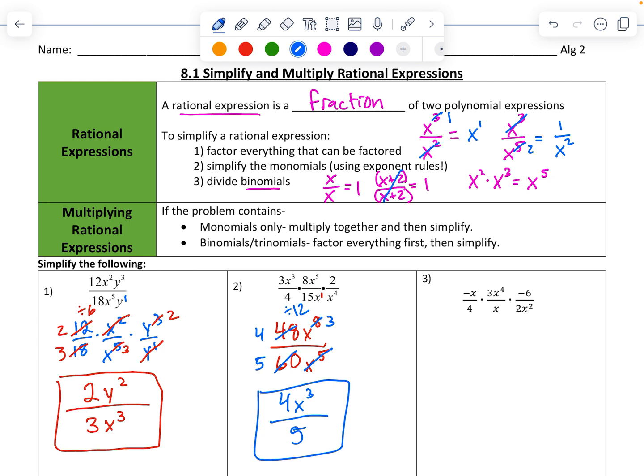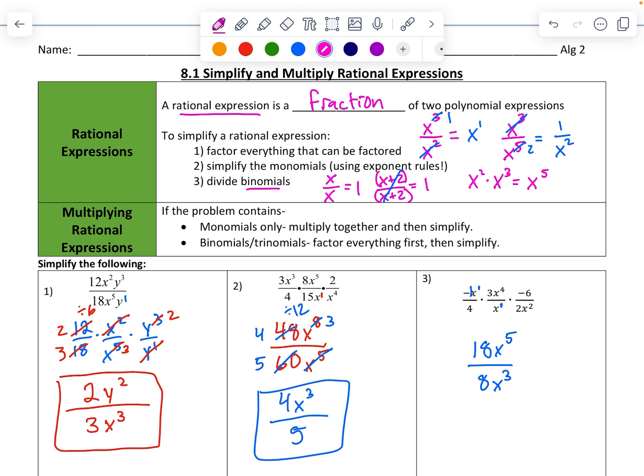So on number 3, there's an invisible 1 right here. So I would multiply negative 1 times 3 times negative 6, and that would turn into an 18. And then this x has an invisible 1, so the x's, when I add them, they turn into x to the fifth. On the bottom, we've got 4 times 2 is 8. We've got that invisible 1 on the x, so that turns into x cubed.